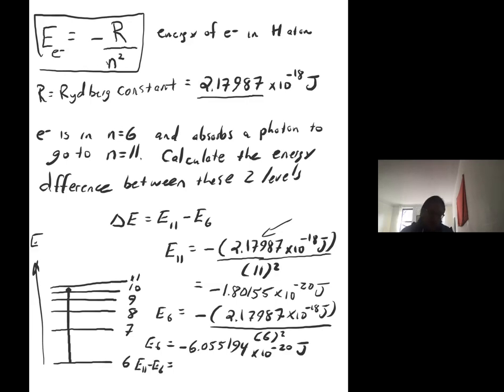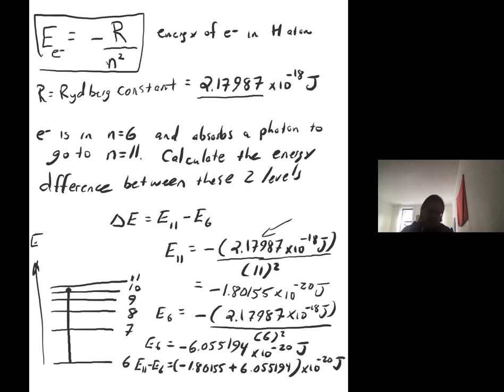And you can see that this would be absorption, right? So you have minus 1.8 0.0155, minus a minus. So that's the same as a plus, right? Minus a minus is plus. So that'd be the same as plus 6.055194. The whole thing is times 10 to the minus 20 joules.